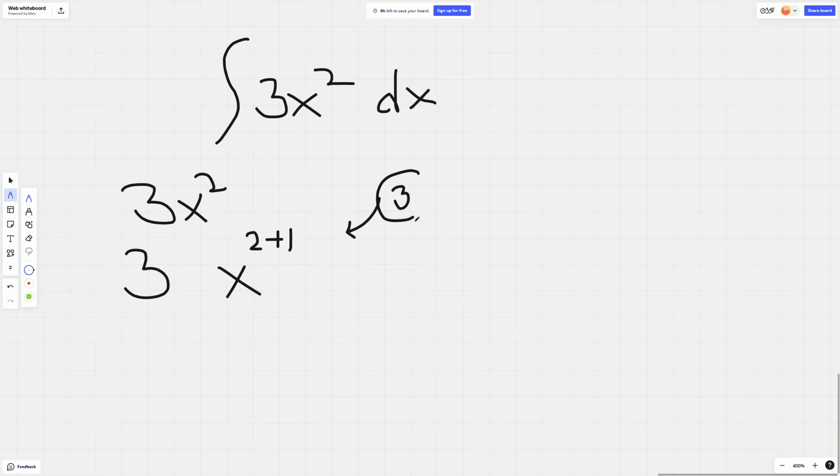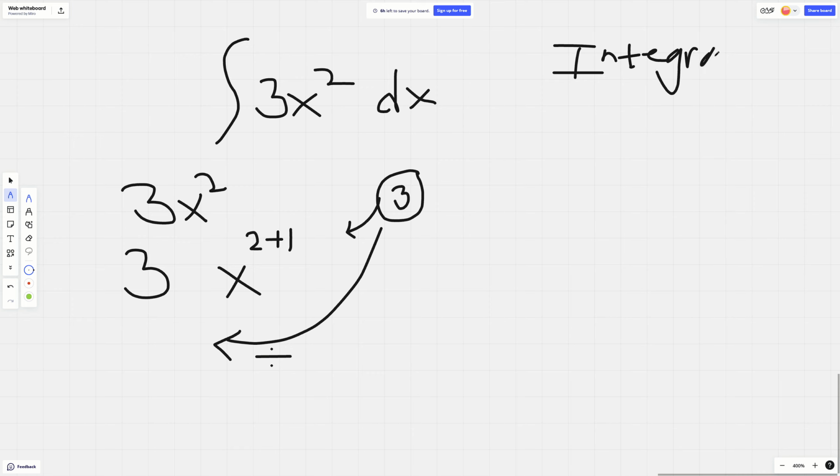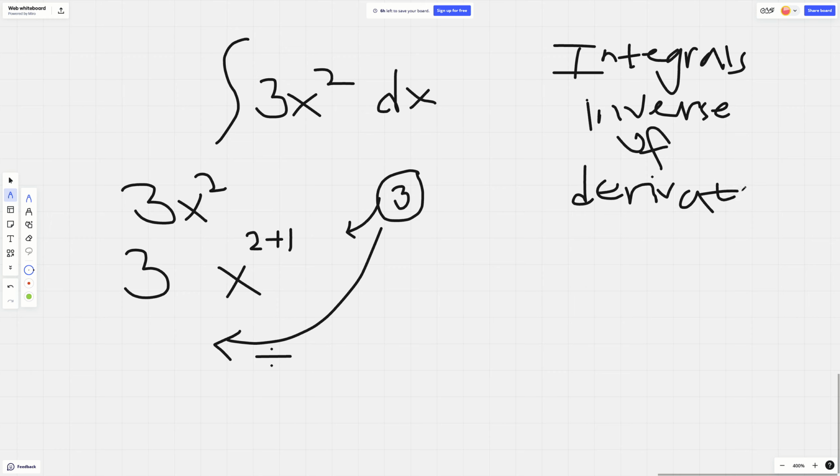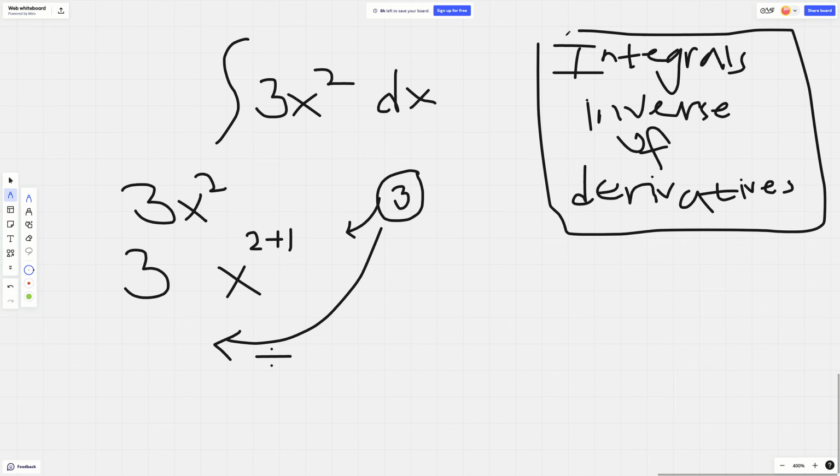We take that result after adding 1 to the exponent. And instead of multiplying by our coefficient like we do in differentiation, we have to divide by it, like we do for integration. That's literally the inverse of derivatives, right? Let me actually write that big note here. Integrals are literally the opposite or inverse operation of derivatives. That is a very important thing to note here.